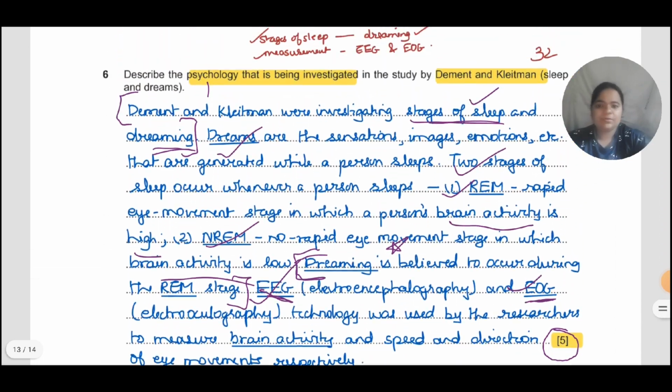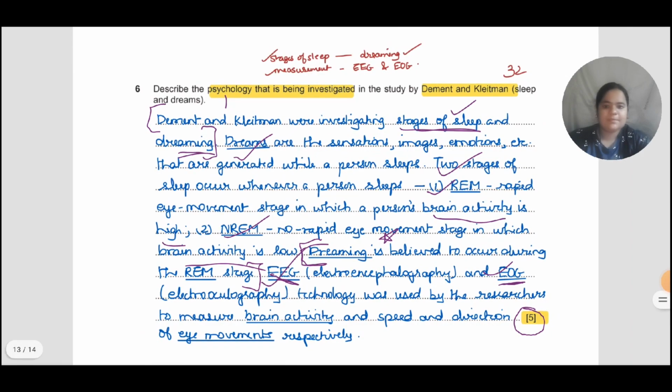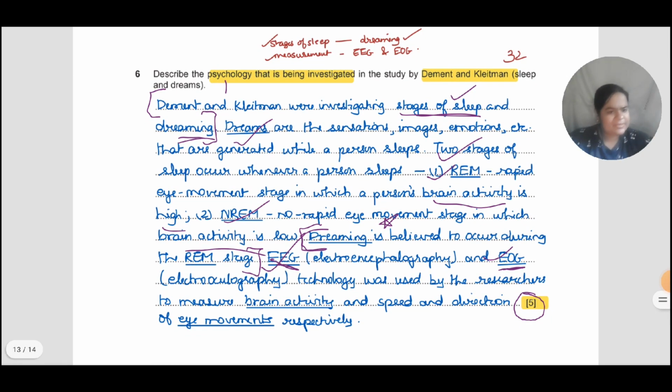Okay, so for the psychology being investigated, I have picked up one answer only, because the rest of them were very similar to this. In all the answers that I wrote with my students, we discussed this only: REM, NREM, EEG, EOG, dreaming. These were the concepts that we defined in the same way. Okay, so this is my lesson for the introduction of the Dement and Kleitman study.